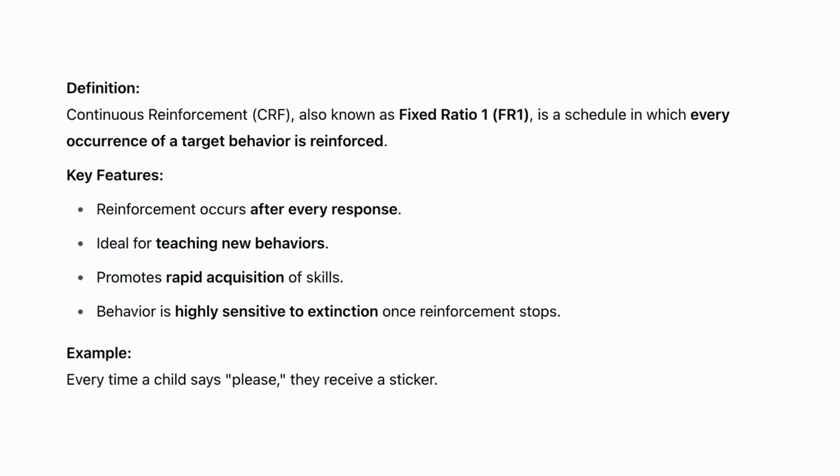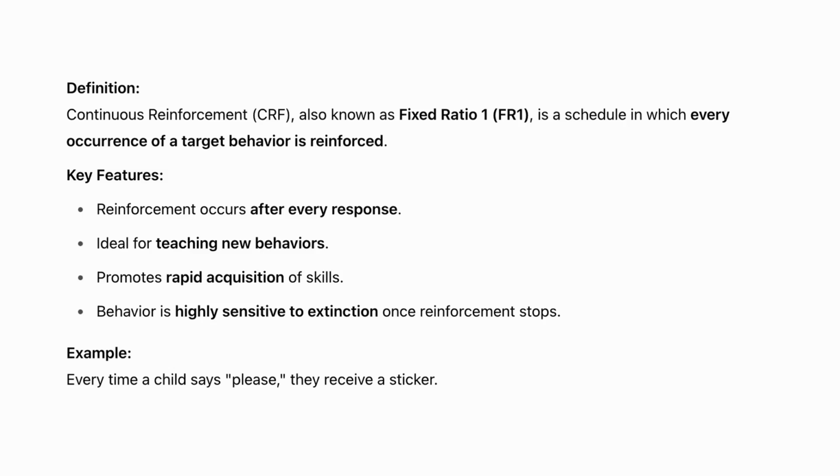First, we're going to talk about continuous reinforcement. This is known as fixed ratio 1, and we'll talk about fixed ratio 1 in a moment. It's this schedule, continuous reinforcement, is a schedule in which the occurrence of a target behavior is reinforced every single time the target behavior occurs. And the kind of key features of this is reinforcement occurs after every response. It's what we use when we're teaching new behaviors. Discrete trial training is fixed ratio or continuous reinforcement.